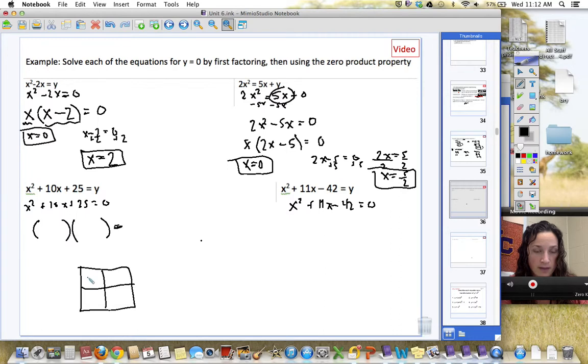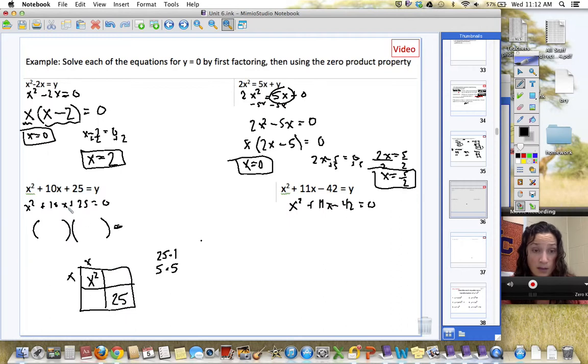And so I want to get this answer. Well, I know that I'm starting off with x squared. And to get that, I have to do x times x. That's the only way I'm going to get x squared. I want to finish with 25, so my 25 has to be in here. Different ways that I can get 25 is 25 times 1 and 5 times 5. So those are my two possibilities.